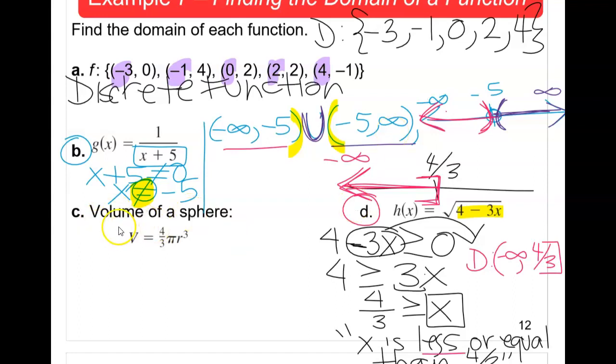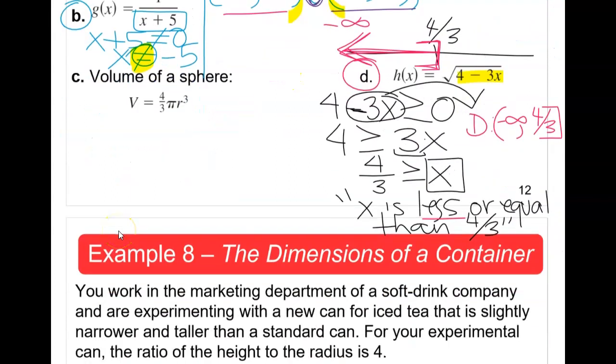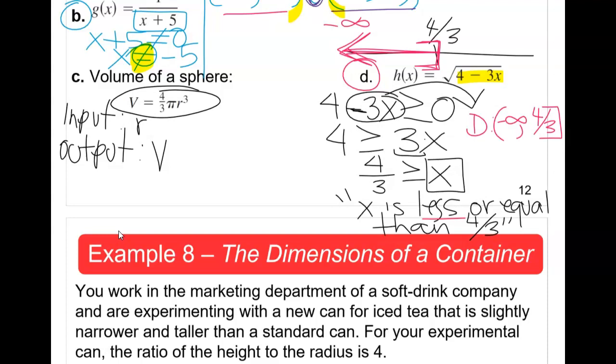And then finally, for the volume of a sphere. Now here, the input is the radius of the sphere, and the output is the volume. So the volume of a sphere depends on its radius. Pi is a constant. So if I look at it in terms of a polynomial, it's a polynomial of degree 3 because r to the 3rd power. So the rule for polynomials is that the domain is all real numbers, including negatives and 0.